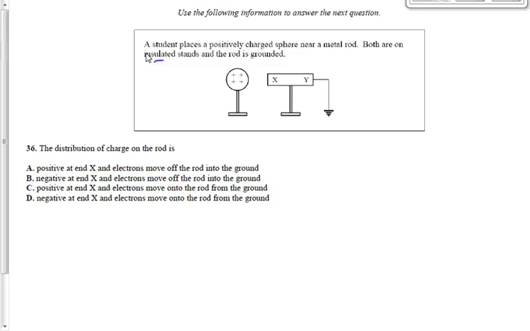This is positive. Positives aren't going to move anywhere, so negatives are either going to go down into the ground or up from the ground. What's going to happen? Down in or up from? Up from, yeah. So this is going to become negatively charged. That means the distribution of the charge on the rod is negative at end X, and the electrons are moving onto the rod from the ground. Good?